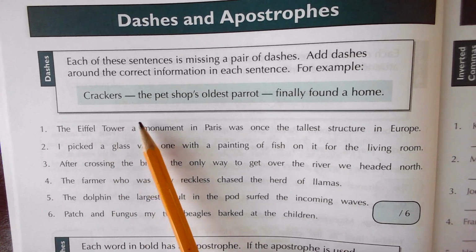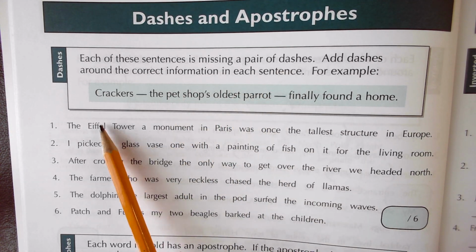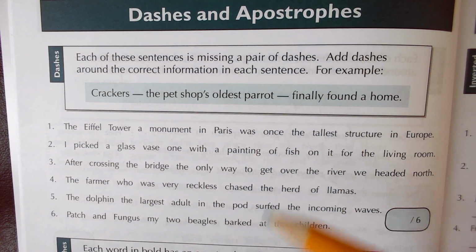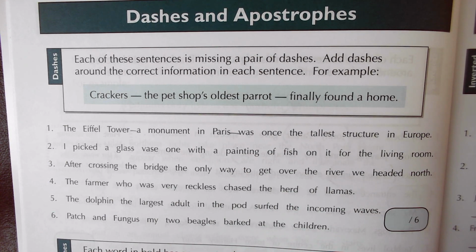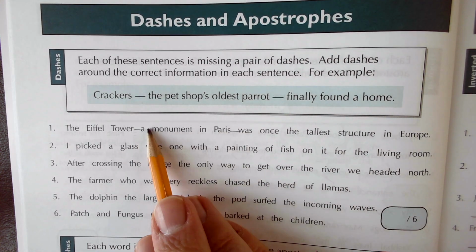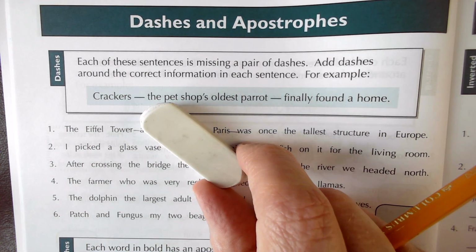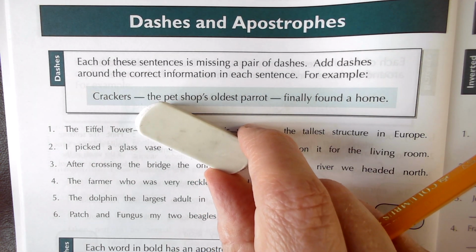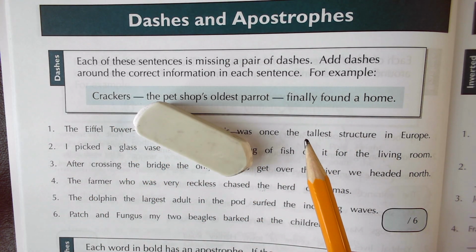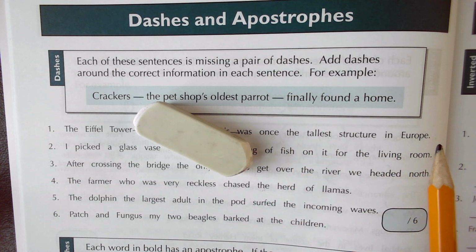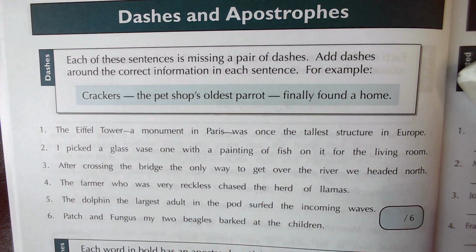Yep, it's always missing a pair of dashes. So: The Eiffel Tower, a monument in Paris, was once the tallest structure in the world. So we can isolate that extra information with dashes. And just as we said with brackets, we can mask that off. If I can just do it like that: The Eiffel Tower was once the tallest structure in Europe. We can read that without this added information, or we can add that in.